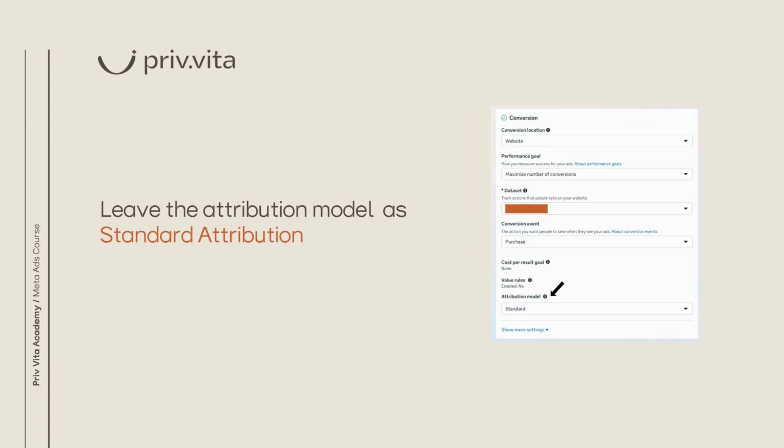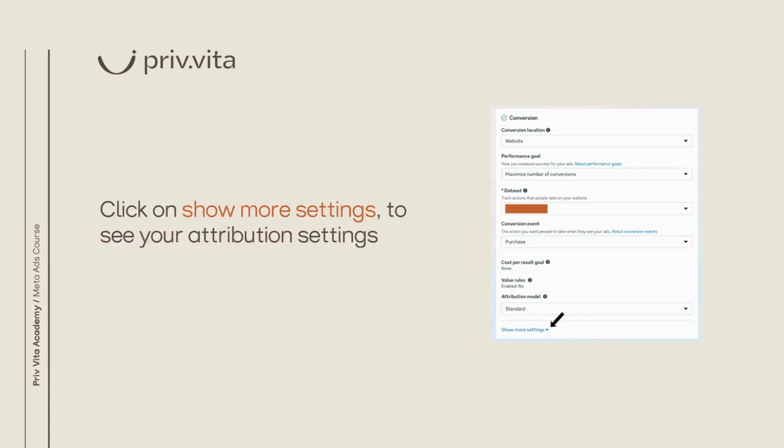Now let's talk about the attribution model. The attribution model determines under which conditions your ads get credit for a conversion. We will leave this as standard attribution. If you click on the option that says show more settings, you will see your attribution settings. I will explain how attribution works in a different detailed feature video, including what happens when multiple ads are involved in a conversion. But for now, let's quickly go over what these mean.